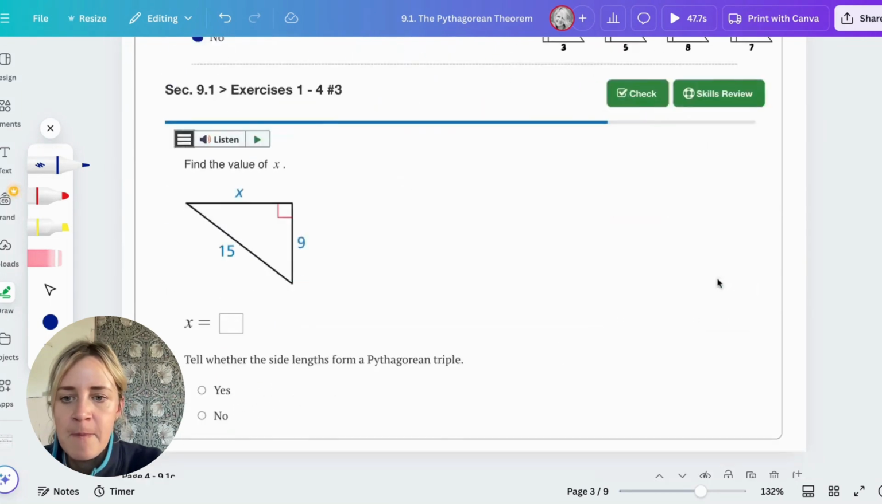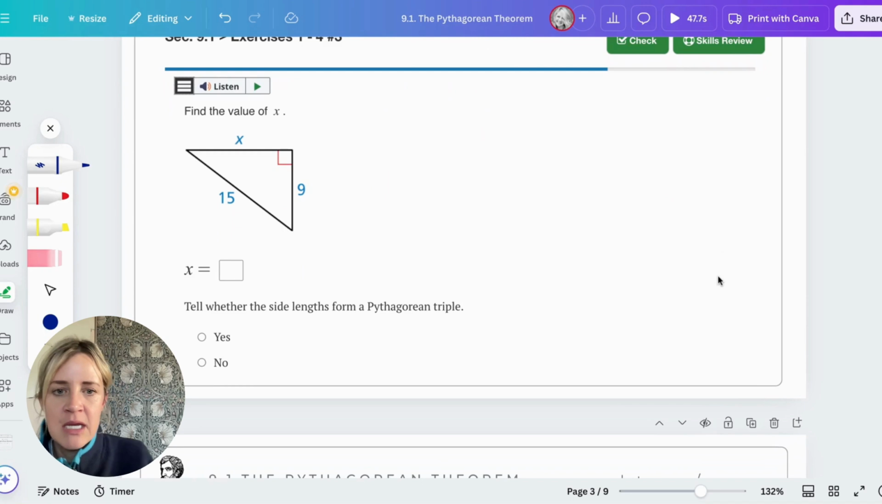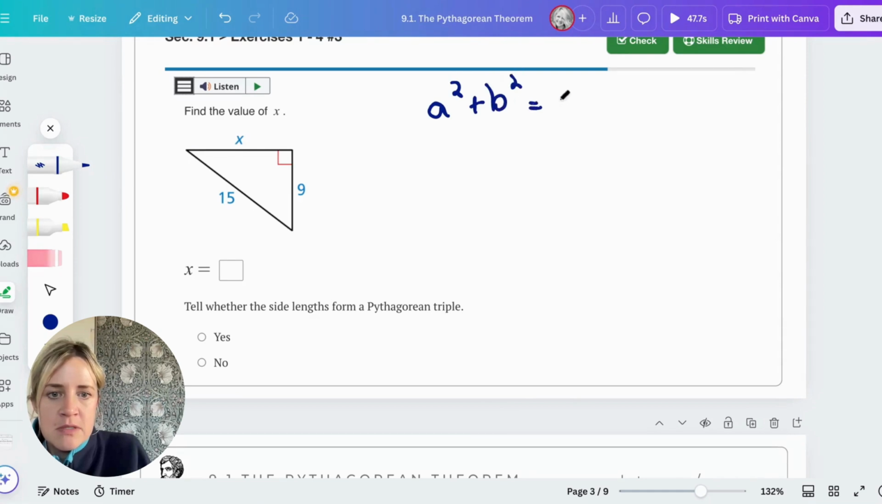Next problem. Find the value of x. Okay, again, anytime you have a right triangle with two sides that you know, you can always use the Pythagorean theorem. a squared plus b squared equals c squared. Hypotenuse is always across from the 90. That is our c. So we're going to put 15 in for the c. The other two don't matter. So I'm going to do x squared plus 9 squared equals 15 squared.